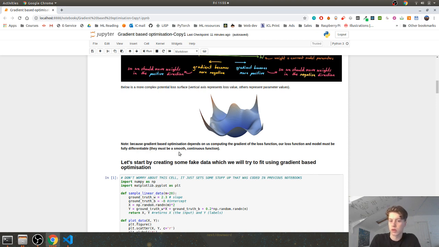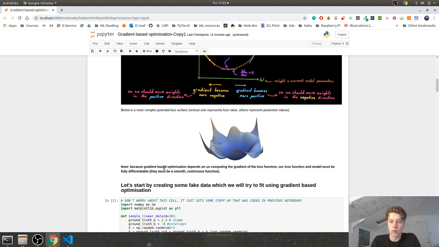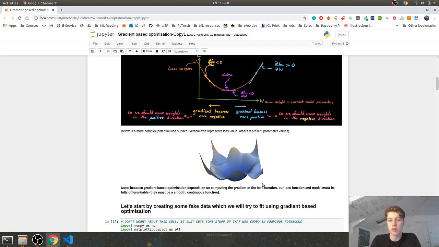So yeah, just a note here, if we're going to do gradient-based optimization, we need to make sure that we can differentiate the function which our model and our loss function represent. So they can't have maxes or anything like that. So they need to be fully differentiable.